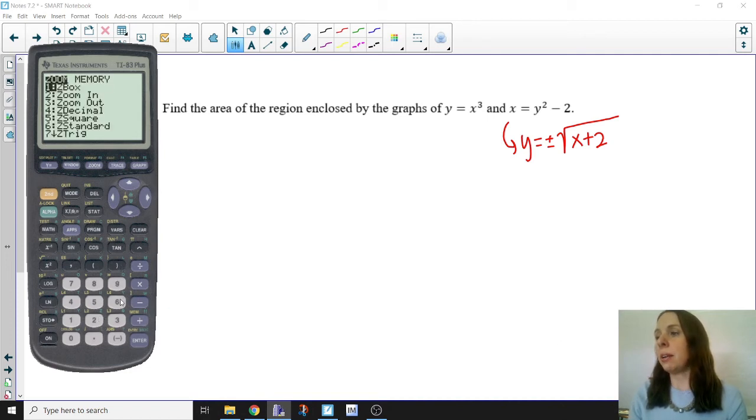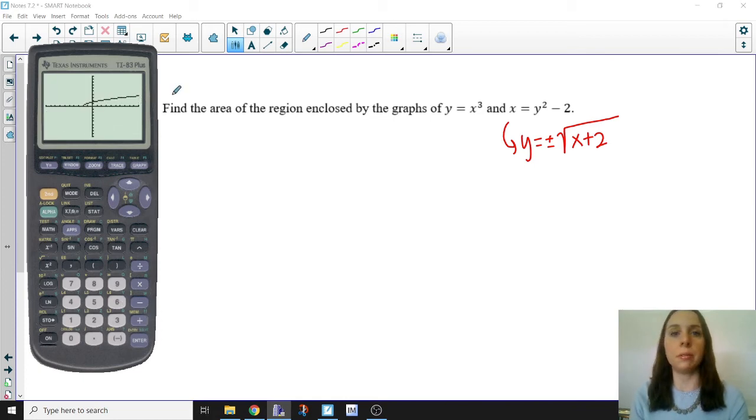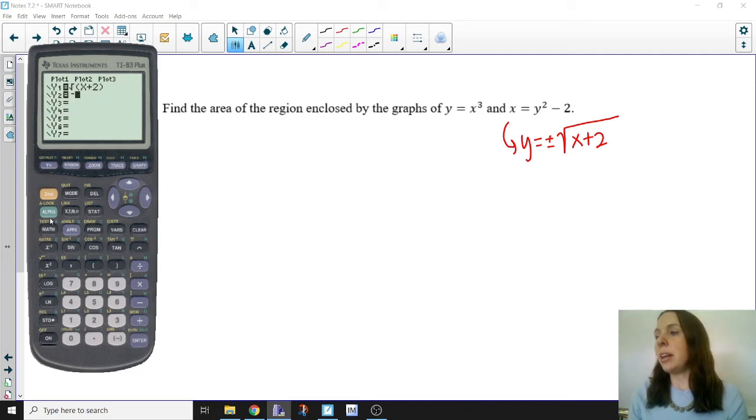Take a look at that. That's just part of it. That's the positive root part, right? And then go into y2 and type in negative root x plus 2. And that gives you the full curve of x equals y squared minus 2. Okay, finally, for our third function now in our calculator, we're going to need x cubed.